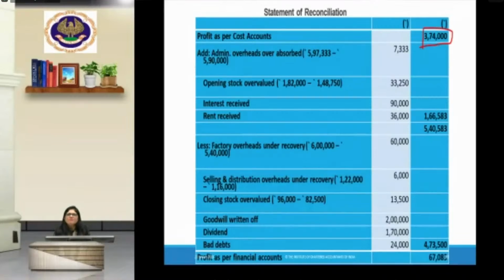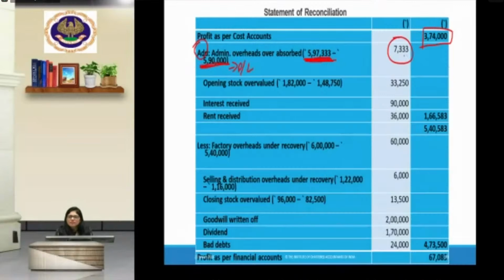Now, the main fundamental you have to keep in mind is that you should always think that profit as per financial accounting is correct. Clear? So whatever we have done in the profit or loss account, accordingly we will adjust the cost account. For example, admin overheads. In financial accounting, we charge 590. In cost accounting, we charge 597. So 7,333 we have charged extra. We have charged extra means we have increased the cost. So add it back. Add back any extra cost which is charged. We should have charged 590 as per profit or loss, but we have charged 597,333 in cost accounting.